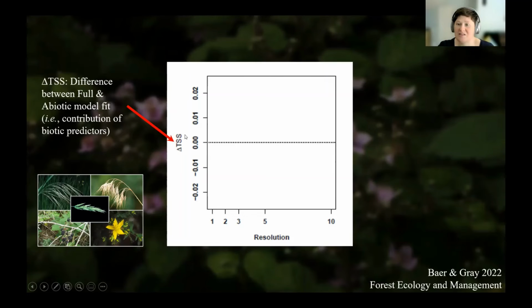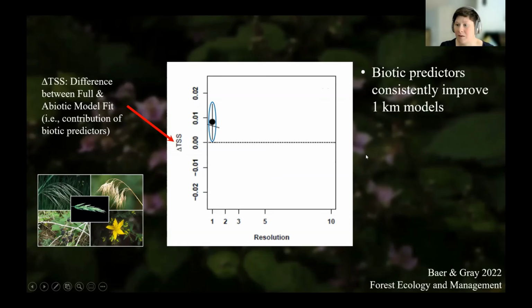That just means the difference in that true skill statistic, or the difference in model fit, between our full model that, remember, included all of the different types of predictors, both abiotic and biotic, and the fit of our abiotic only model. So basically, this is giving us an idea of how much the inclusion of biotic predictors actually improves the model, if it does at all. Anything above this 0 line is an improvement by including biotic predictors, and anything below the line means including biotic predictors is yielding a worse model.